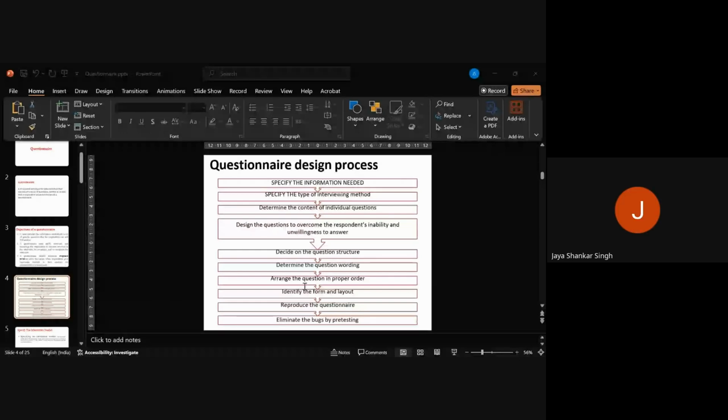We were discussing that every question should directly contribute to your research objective. If the question is not helping to achieve a research goal, that should not be part of your questionnaire. The fourth one is: design questions to overcome respondents' inability and unwillingness to answer.